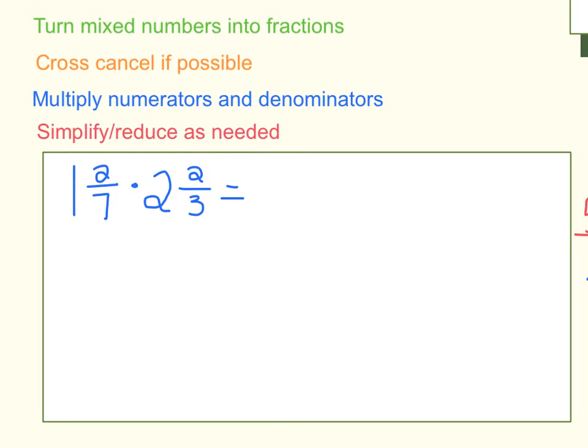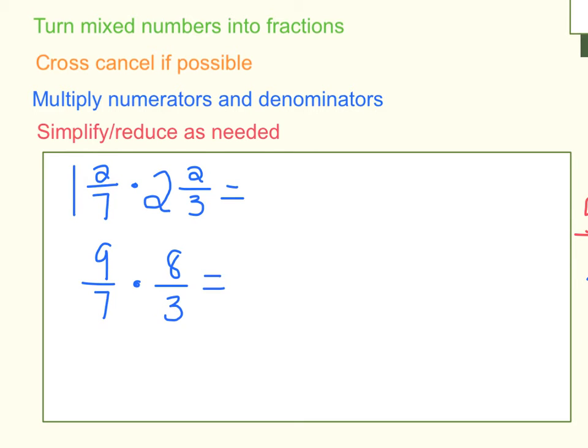In this last example, there are 2 mixed numbers. Time to do our steps. First, turning our mixed numbers into fractions. 1 2/7 becomes, well, 1 times 7 is 7, plus 2 is 9, 9/7. 2 2/3, 2 times 3 is going to be 6, plus 2 is 8/3. So now I look across and see, can I cross cancel?